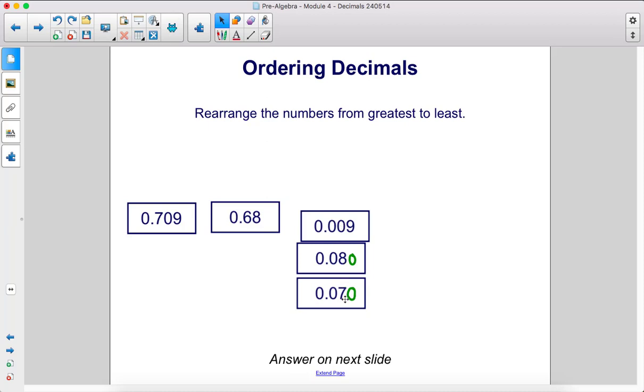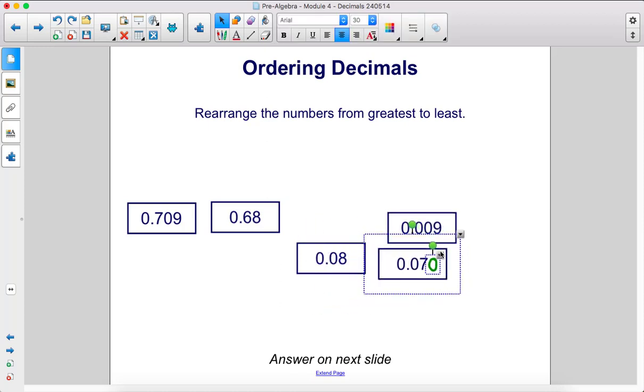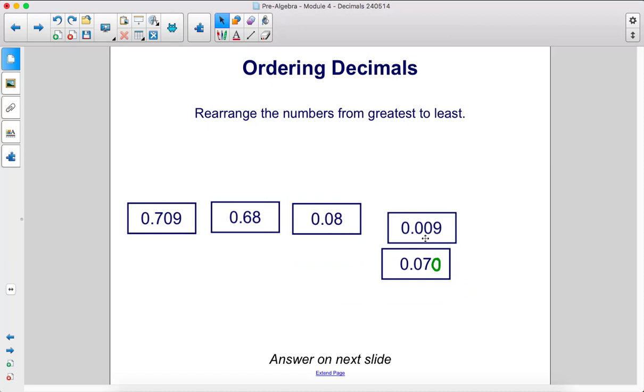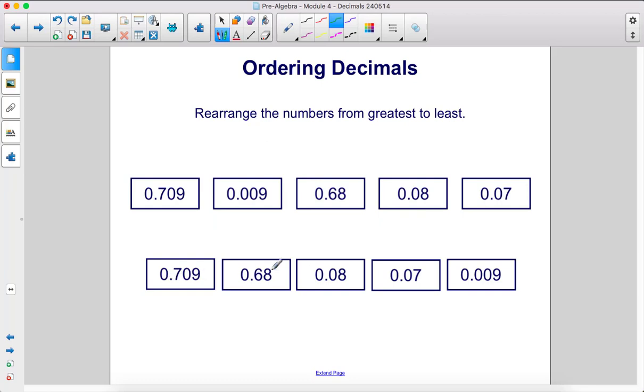The largest number here is an 8. So I'm just going to get rid of that. And that one. That's going to go here. Now of these two numbers, we have a 0 and a 7. Therefore, this one is larger. And there we have it. Here are the numbers ordered from greatest to least.